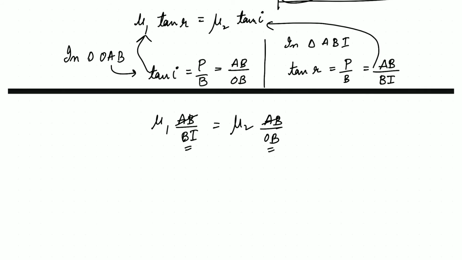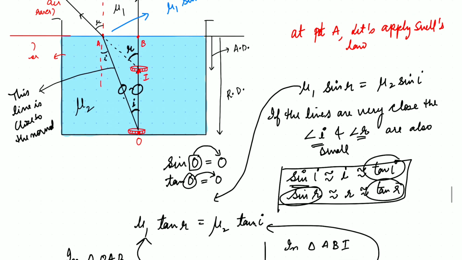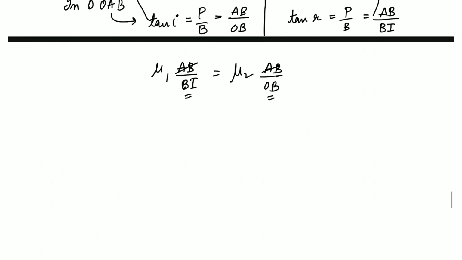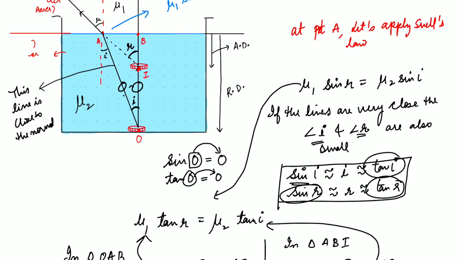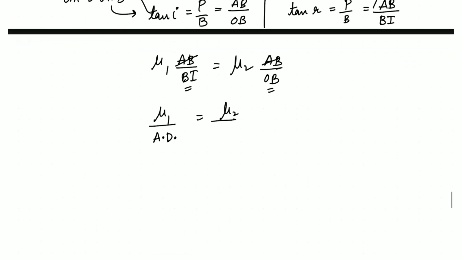Now let's look closely. What is your BI and OB? If you clearly see, BI is basically your apparent depth. So this is nu 1 multiplied by apparent depth, AD. And what is your OB? Look closely. OB is basically your real depth. Yes or no? So OB is basically your real depth.